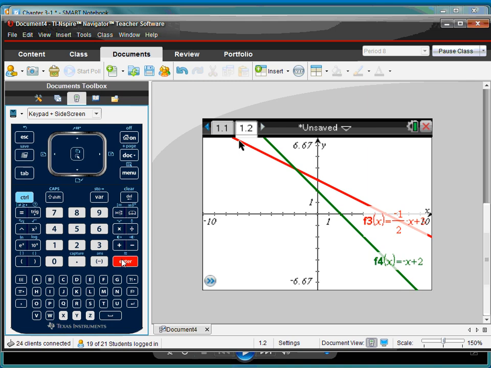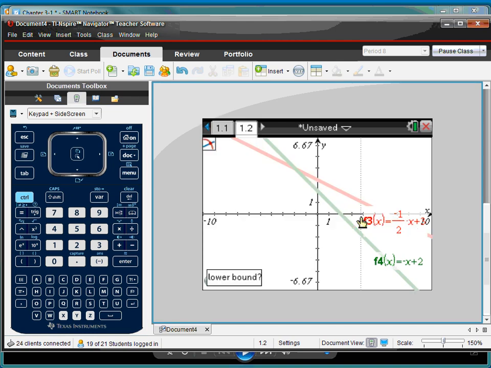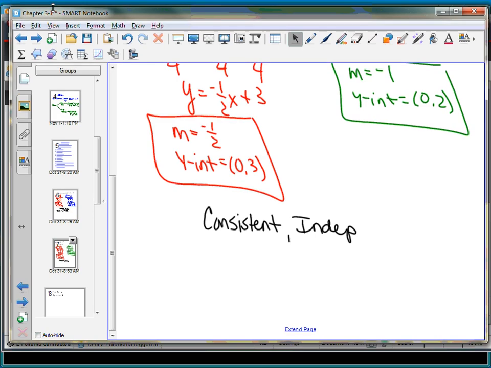Do you see the two functions? How do I find the point of intersection? Menu, analyze, intersection. Do you see the hand? Where does that go? To the left of the point of intersection. Click, shade it, and then click again. What's your point of intersection? Negative 2, positive 4. Anywhere to the left and anywhere to the right of it. So my POI, braces, negative 2, 4, and braces.